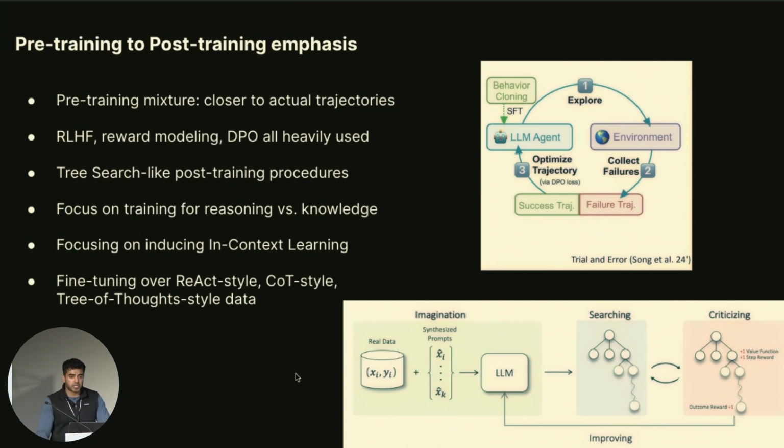One very interesting development is tree search-like post-training. On the bottom right, there is this paper, AlphaLLM, which is basically a loop where the LLM imagines potential solutions, searches, and then criticizes. So post-training is absolutely critical for making agents work properly.